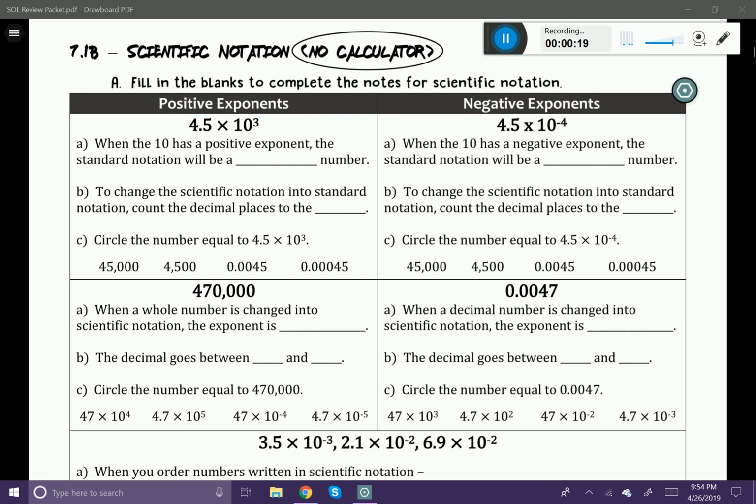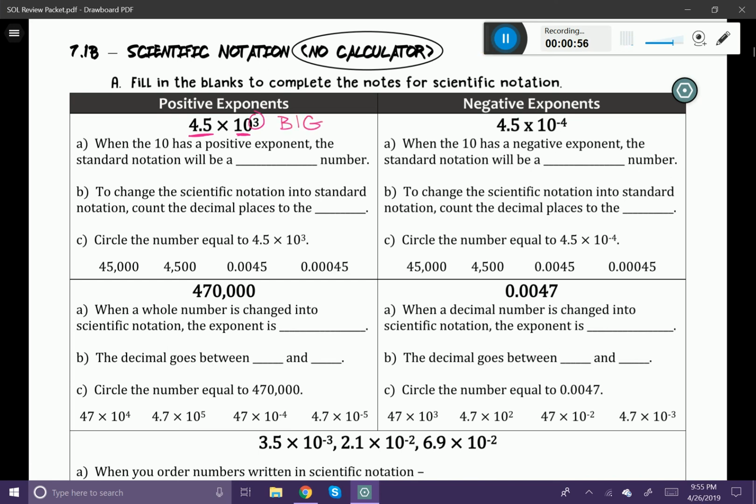If you remember, we talked about numbers that have positive exponents being those really, really big numbers, like LeBron James's salary. So just a couple things to remember about this is that with scientific notation, you're always going to have a base number. In our case here, our base number is 4.5. And then you're going to have times 10 to some power. And in our case, it's going to be a positive exponent, making this number a really big number.